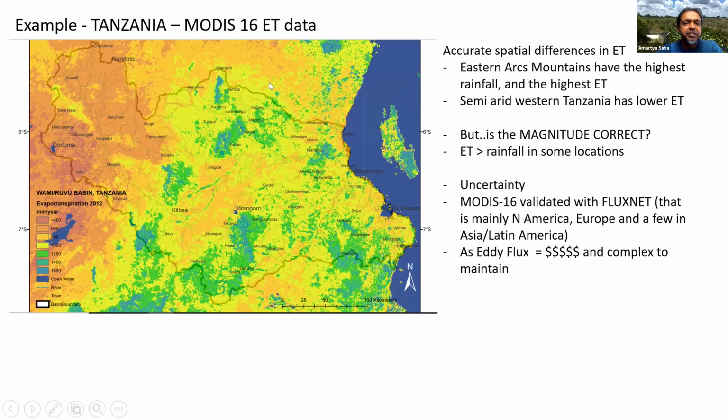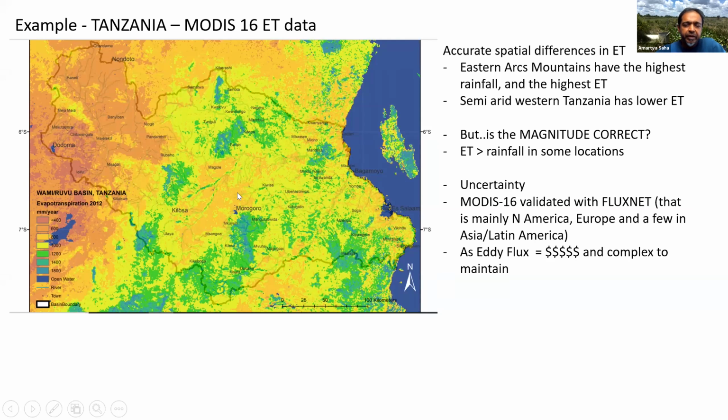As an example, this is a map of an eastern part of Tanzania where I worked before. So we have MODIS remote sensing data, which is pretty good spatially. Like the green ones are the mountains. So we have higher ET in the mountains and in the river valleys, but in the drier areas, we have less ET. So the spatial representation of MODIS as satellite-based ET data is good, but the actual magnitudes are way off, and sometimes it's twice the amount of rainfall, for instance.